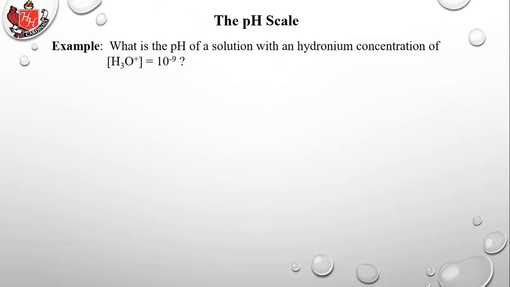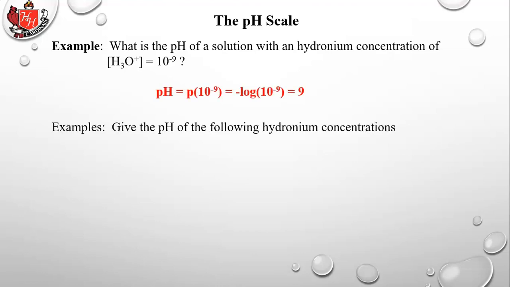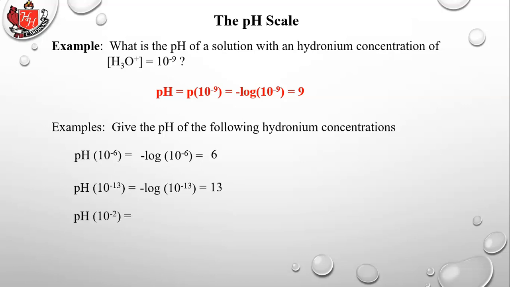Example, what is the pH of a solution of hydronium concentration? So we've seen this question. There it is. So give the pH of the following hydronium ion concentrations. pH of 10 to the minus 6 concentration is simply going to be the negative log of 10 to the minus 6. That's 6. pH of 10 to the minus 13th concentration, negative log of 10 to the minus 13th is 13. pH of 10 to the minus 2 is 2. pH of 10 to the minus 5th is 5.